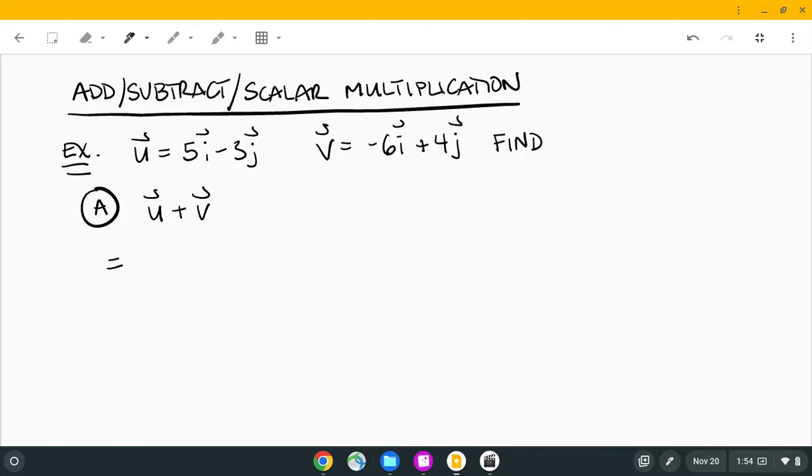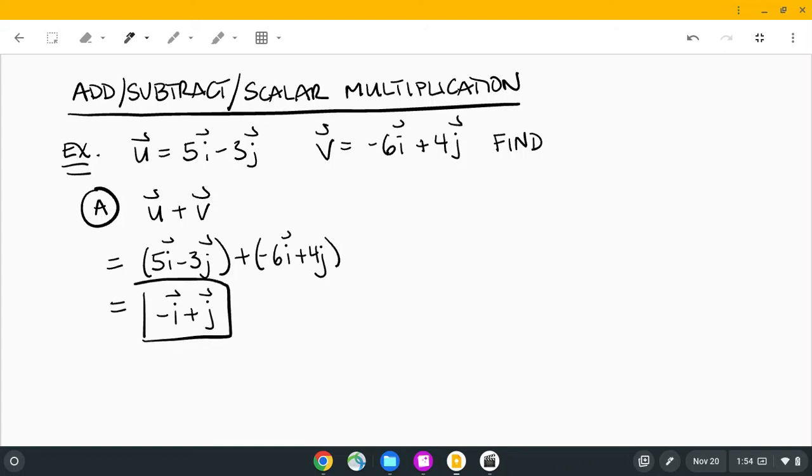All right. So u is going to be 5i minus 3j, and I'm going to be adding that with vector v, which is negative 6i plus 4j. And so I add just the x components with each other and then just the y components. So here I get negative 1 i and 1 j. And we don't have to write the ones.